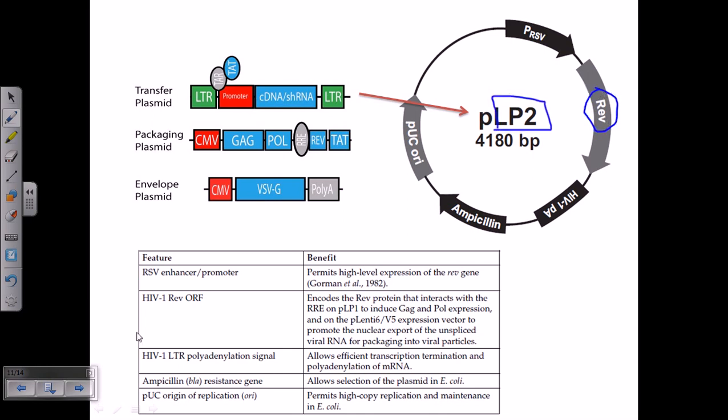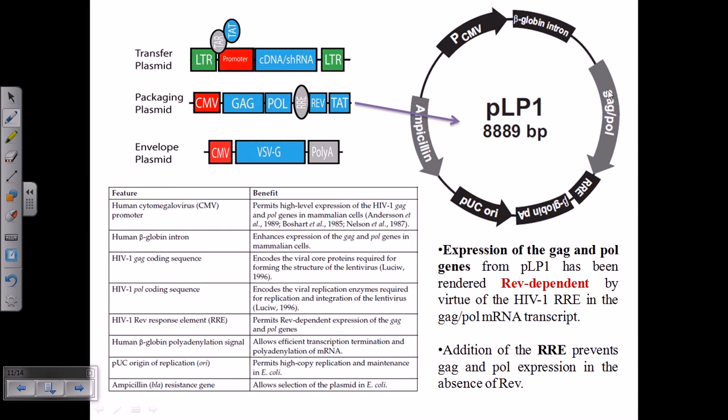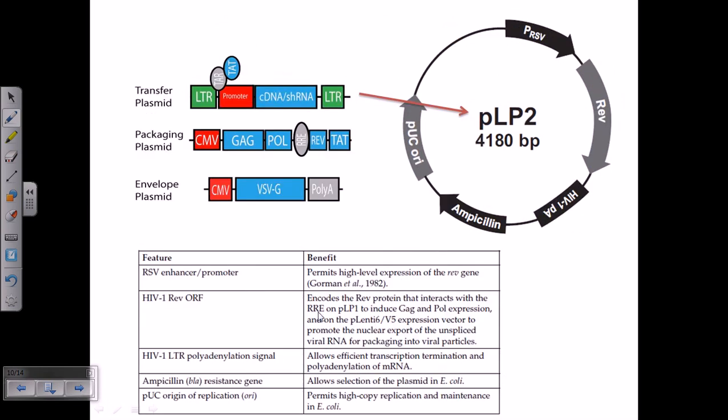Because remember, as we have seen, the translation of GAG and Pol is simply rev dependent. Only once the rev protein is expressed and interacts with this RRE region will GAG and Pol be expressed. That is the important part. So this is a crosstalk between LP1 and LP2.